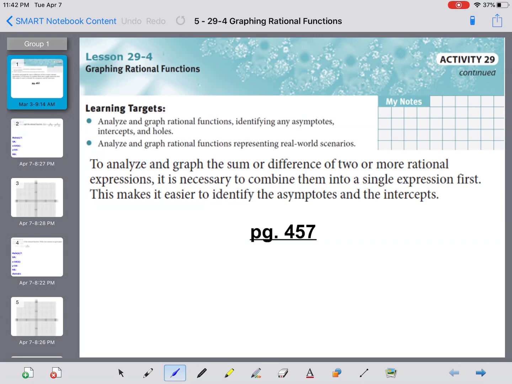We are moving on today to 29-4. It's on page 457 of your book. Let's take a second and get that open. You can see some learning targets there. You can also see this.